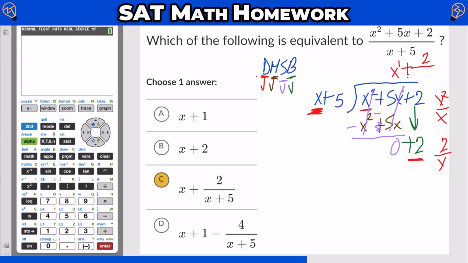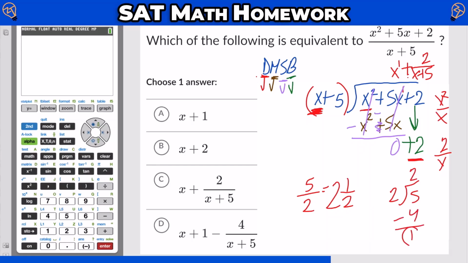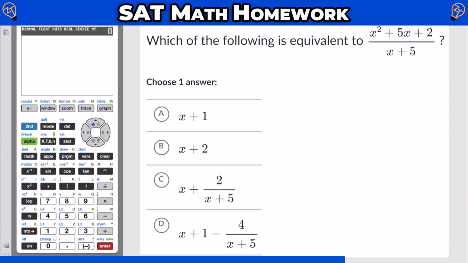But the reason they put it over the x plus 5, think about it like this. If I had 5 over 2, that's 2.5, right? As a mixed number. Well, if I did long division, think about that process. Your remainder ends up going over the divisor. And the same is true. Remainder over divisor.